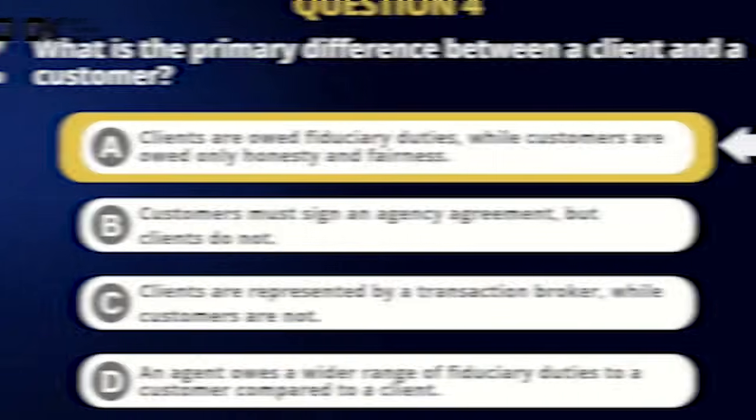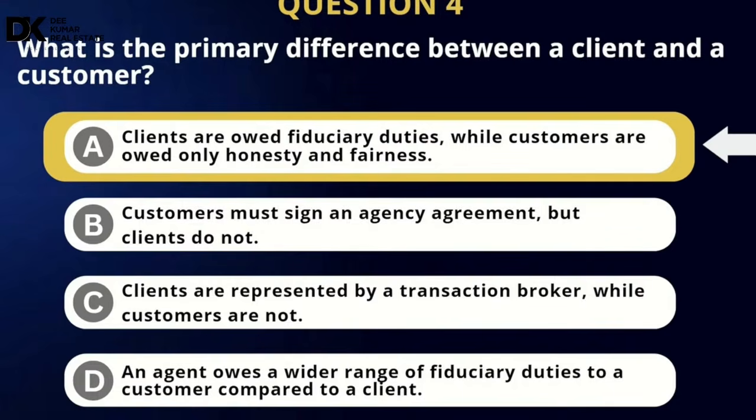And the answer? Letter A, clients are owed fiduciary duties while customers are owed only honesty and fairness. Just defining what is a client, what do we owe them, and what is a customer, what do we owe them. Very classic, but you want to make sure that you understand this type of thing.